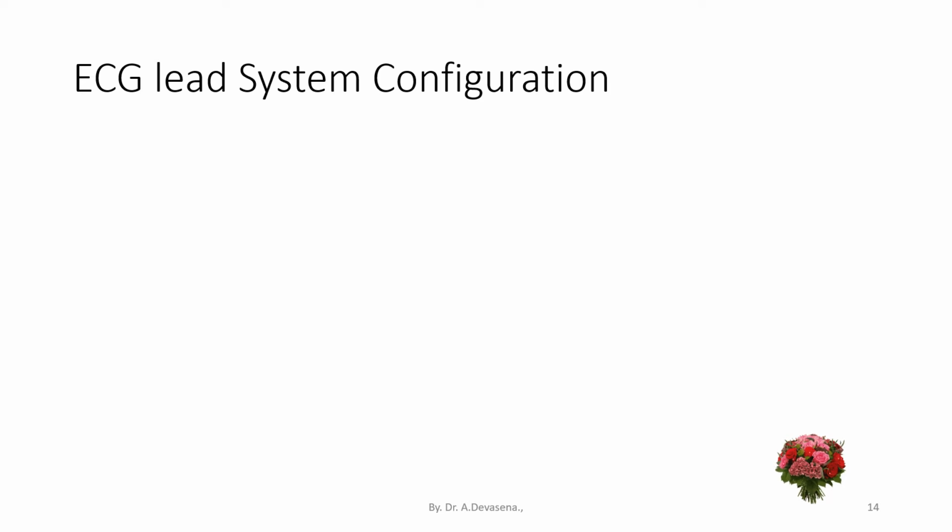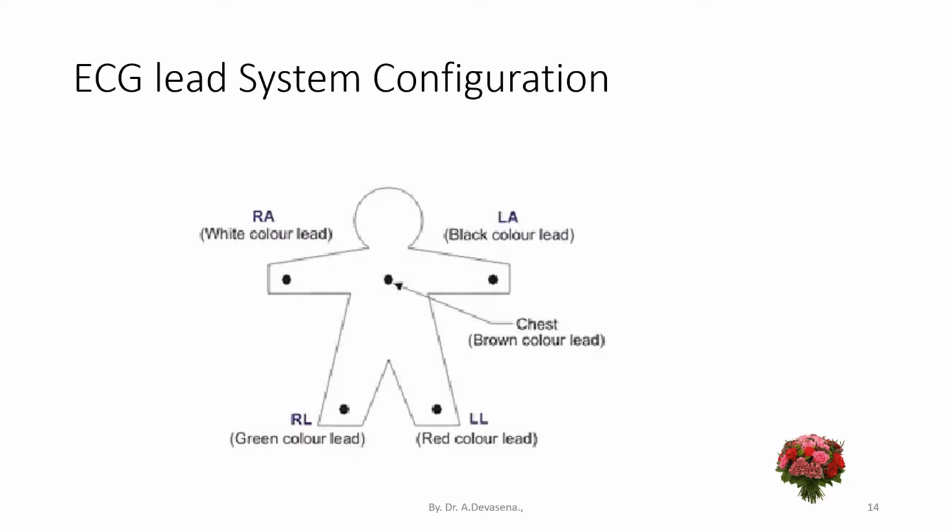ECG lead system configuration used by Einthoven. Here is a representation. RA, that is right arm, is connected by a white colored lead. LA, left arm, is connected by a black colored lead. RL, right leg, is connected by a green colored lead. The left leg is connected by a red colored lead, and on the chest, a brown colored lead is connected. That is 5 leads taken and connected to the patient.